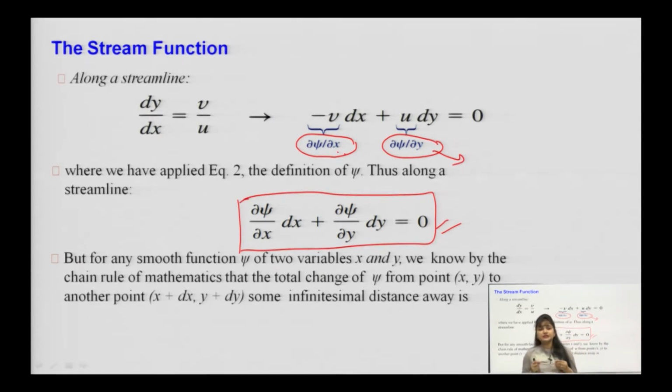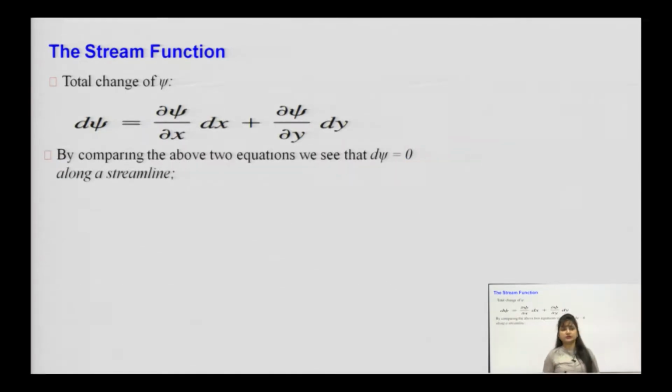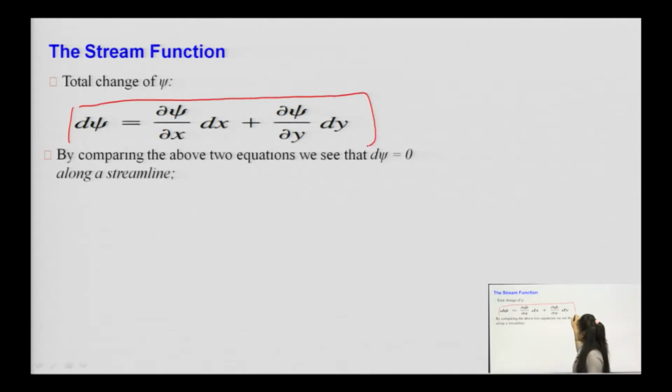But for any smooth function like psi having a certain coordinate x, y, then psi will have a certain coordinate x plus dx, y plus dy, therein they will have either tangential velocity or radial velocity. For 3D coordinates, another equation you can write down. This is the equation for psi, and it is for representing the other coordinates presented according to the type of flow.